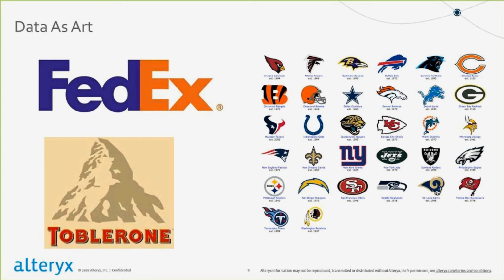So here on this slide, I've shown you 3 different visualizations. The first one is the FedEx logo, the Toblerone, which is a chocolate candy logo, and some NFL teams. Let me give you a second to look at each of these and ask, how might I look at this in a different way than I typically do?